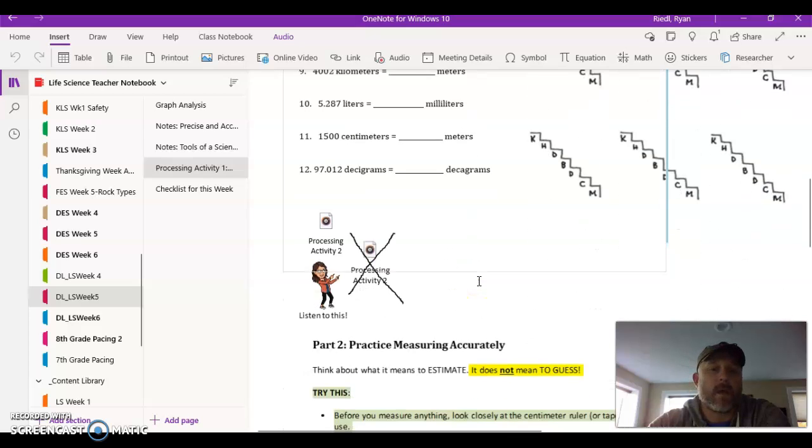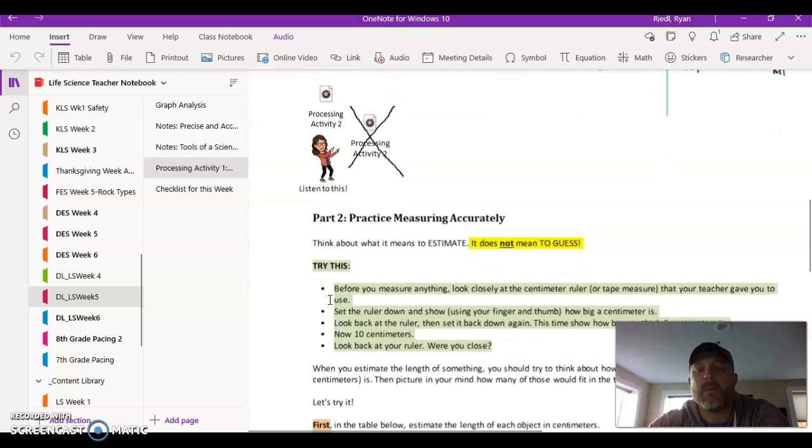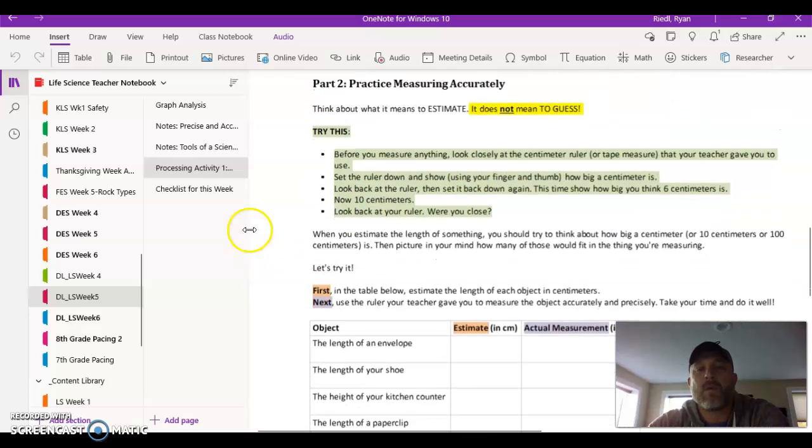Okay. Then for processing activity 2, I got a little video here, or a little audio clip. Just listen to it again. It's only a minute or so long. And then read through your directions. Sometimes you're going to need to estimate. Sometimes you're going to actually need to measure things.